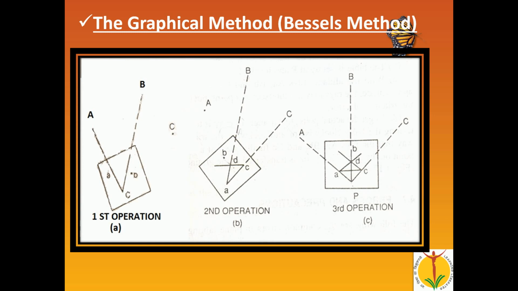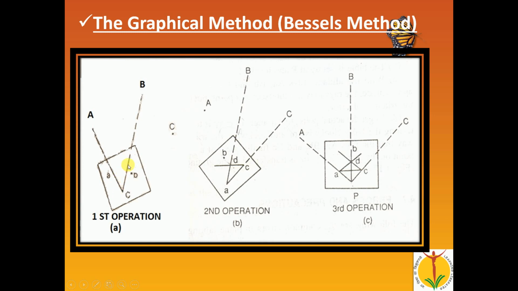Suppose A, B, C are the three ranging rods on the ground, and the positions of those ground stations we have already marked on the drawing sheet as small a, small b, and small c. In the first operation, we do not move the table in the three-point problem; we only place the table in position. With the alidade touching point a and bisecting the ranging rod at A, we draw one line which goes to point c. Then with the alidade touching point c and bisecting the ranging rod B, we draw one line.